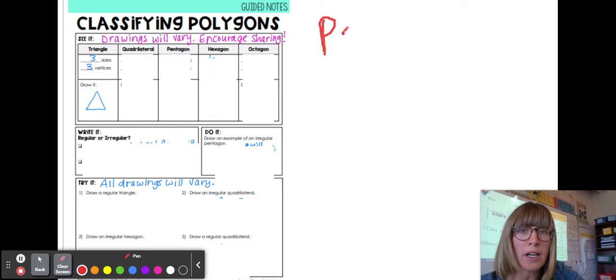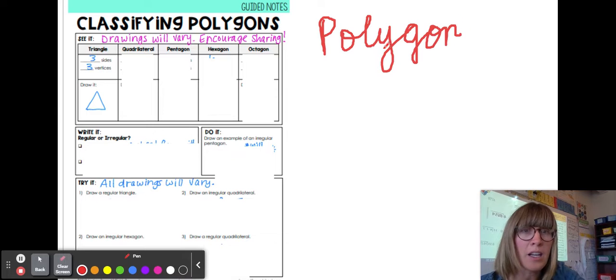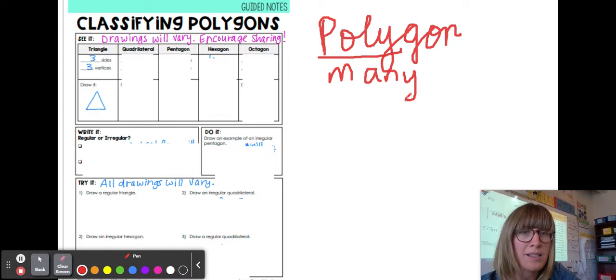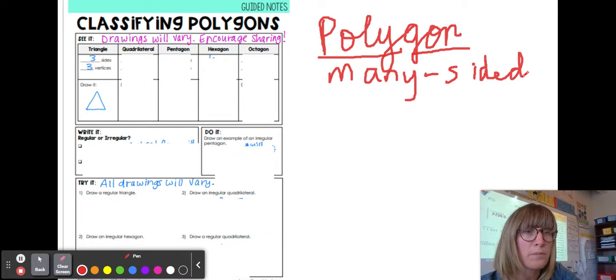So, first off, a polygon, if you dig into the word itself, polygon, poly is a word that means many. So, sort of the root of this word, right? It means many, and gon means sided or sides. So, this is a many-sided figure, right? So a polygon is a figure with many sides.